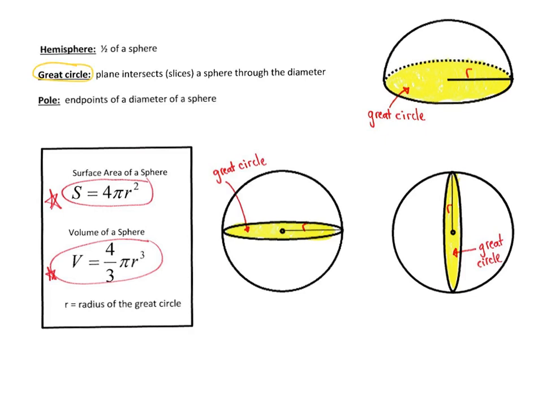The great circle is the plane that intersects or slices the sphere through the diameter, so it's the biggest radius of your sphere. That's the radius we're going to be dealing with. And again, we'll use these two formulas to answer the next couple of questions.